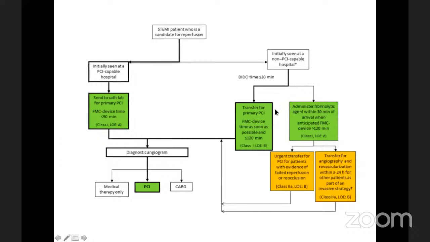If the anticipated time is more than 2 hours, the patient should receive fibrinolytic therapy, and then be shifted to the PCI center within 24 hours.